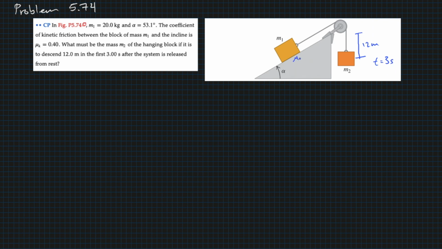We've got mu k, that's the coefficient of kinetic friction, that's 0.4 right there. I've got the angle alpha of 53.1 degrees. M1 is 20 kilograms. So I'm just throwing some things in there just so I see that happening in the picture. So yeah, how do I approach this? How do I start figuring out ultimately what mass M2 is?